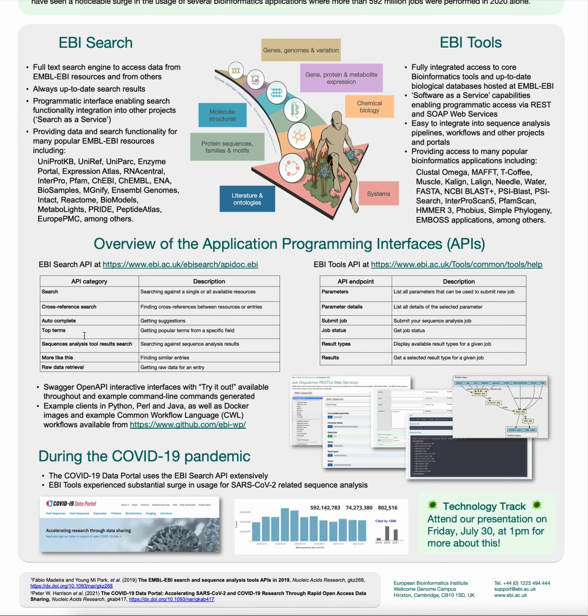You have also another category which is related to top terms, if you are looking for generic terms on a specific field, for example. You've got also the sequence analysis tool results category, which basically gives you metadata for your sequence analysis results. We provide these for some specific projects. We've got also another category within EBI Search API, which is more like this, which allows you to find similar entries to those that you are looking for. And last but not least, we've got raw data retrieval, which we provide for a few domains. So in that case, getting the actual raw data for a particular entry.